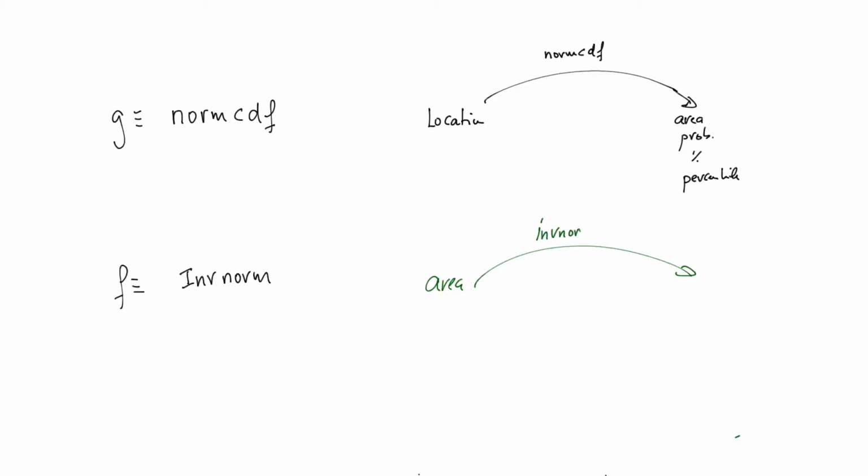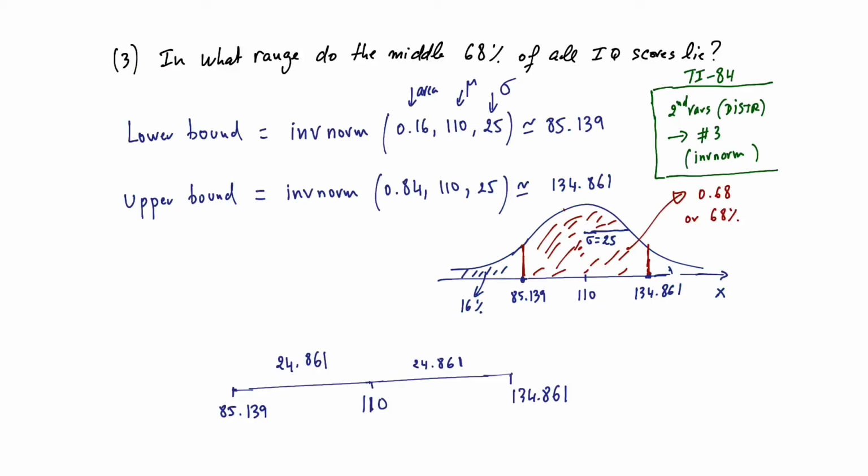Inverse norm takes an area and it produces location. Okay? In other words, this is inverse norm. It's like F and F inverse, isn't it? So think of this as F and think of this as F inverse, right? One takes location to area and the other one goes back from area to location. Okay? So let's go back here.